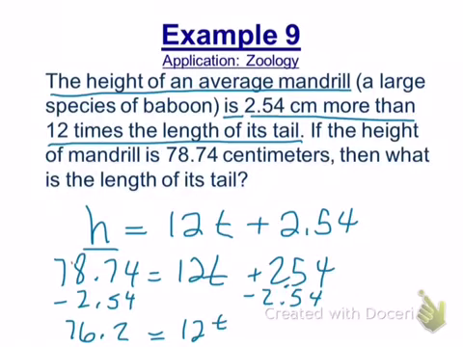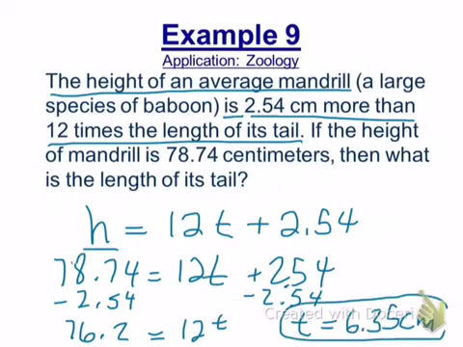Divide both sides by 12. What's 76.2 divided by 12? Let me punch that in. It's 6.5. No, it's lower than that. Just the 2, divided by 12. 6.35. The tail is equal to 6.35 centimeters. Okay, so it's a very silly baby tail.